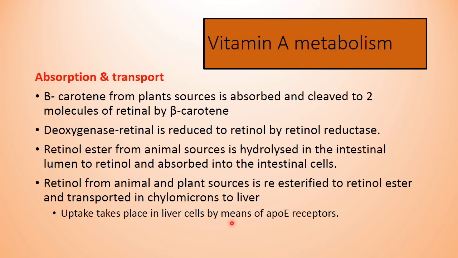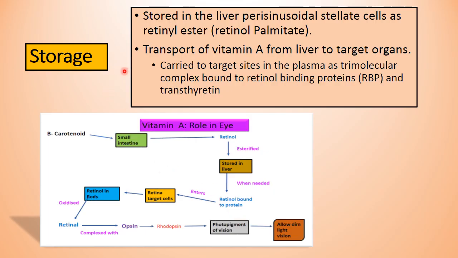Uptake takes place in liver cells by means of ApoE receptors. So ApoE receptors are essential to uptake this vitamin A in liver cells. Then we come to the storage. It is stored in the liver in perisinusoidal stellate cells as retinyl ester, known as retinyl palmitate. Transport of vitamin A from the liver to target organs: it is carried to target sites in the plasma as a trimolecular complex bound to retinol binding protein and transthyretin.